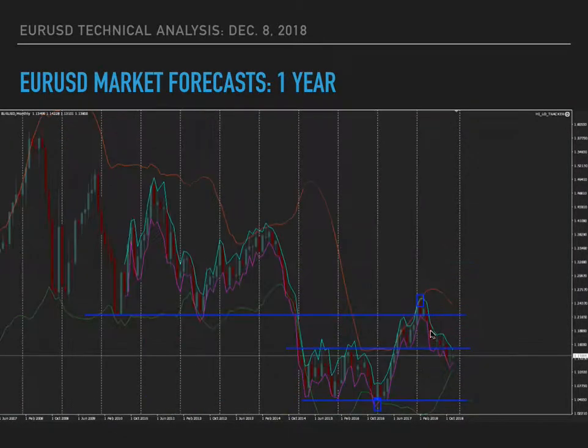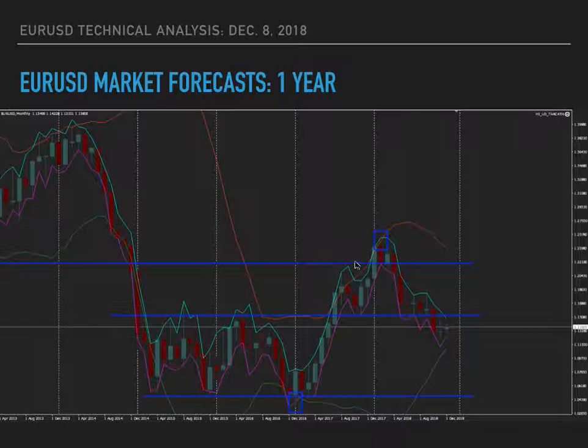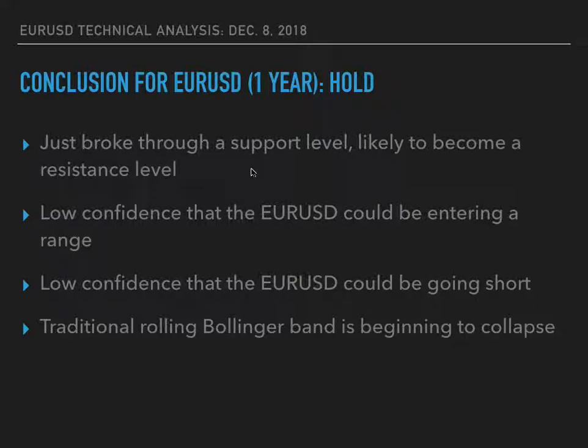Because we can't really tell what's going on, additionally we can see that the traditional rolling Bollinger Band is beginning to close, as well as the cross rate Bollinger Band is beginning to close up, which tends to show indecision in the market, as well as leads to consolidation in the market. So again, I would suggest to hold.